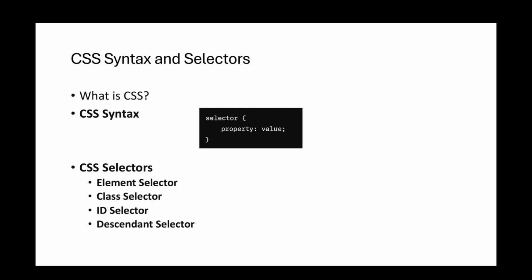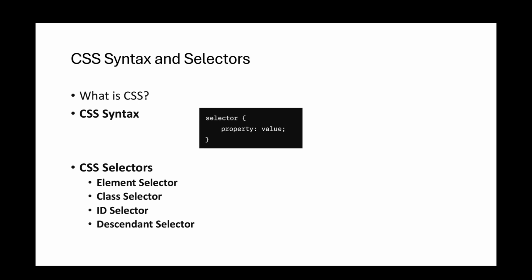CSS syntax and selectors. CSS syntax. CSS consists of a set of rules that specify how HTML elements should be styled. Each CSS rule consists of a selector, followed by a block of one or more declarations enclosed in curly braces. Each declaration consists of a property and a value, separated by a colon. Example: selector, property, value.